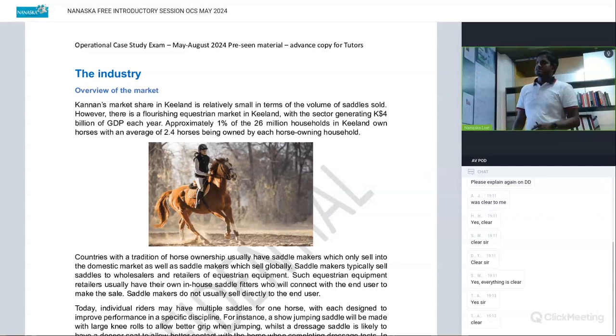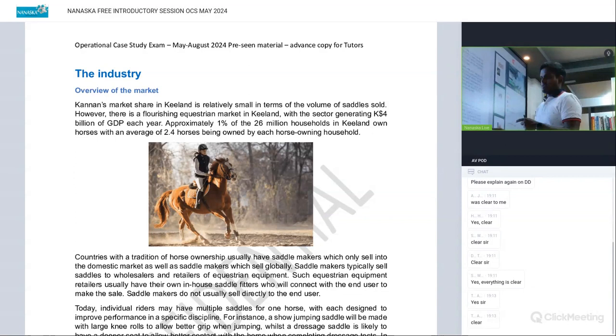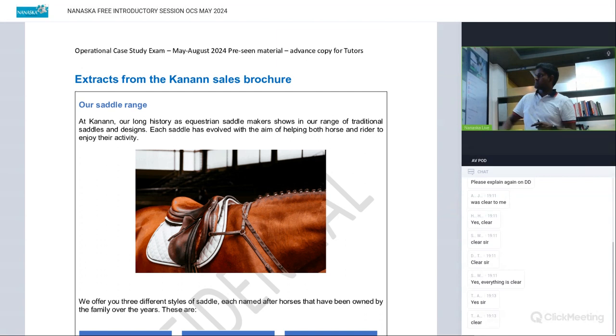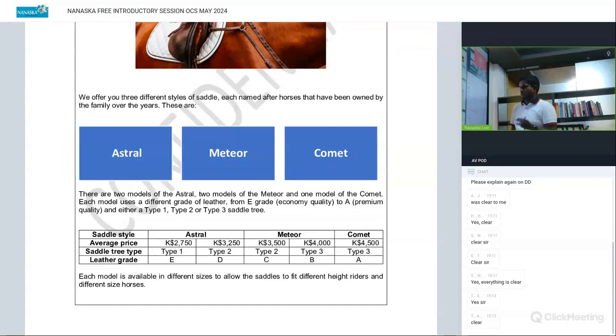These are how their market share has evolved. If you look at Canon's market share, it's pretty small, right? Then if you look here, you have the three types of products that they offer, the saddle range: the Stroll, the Meteor, and the Comet. Three types of saddles which they manufacture.